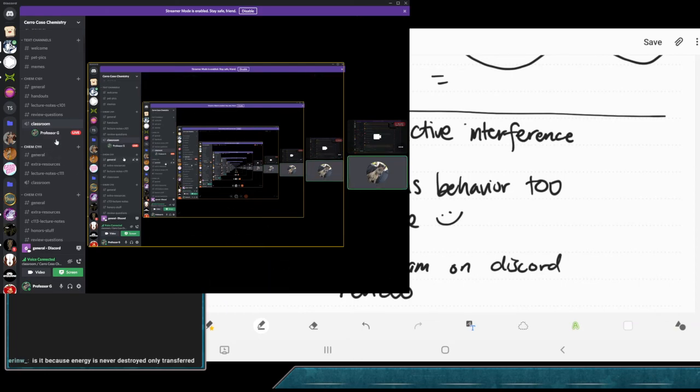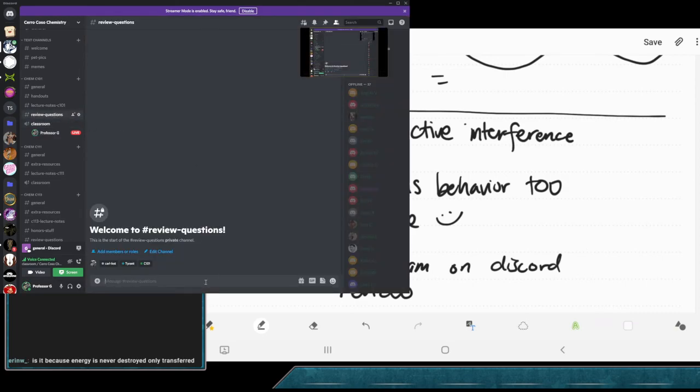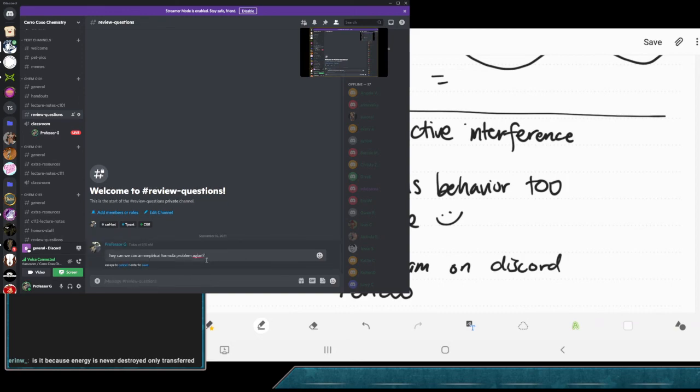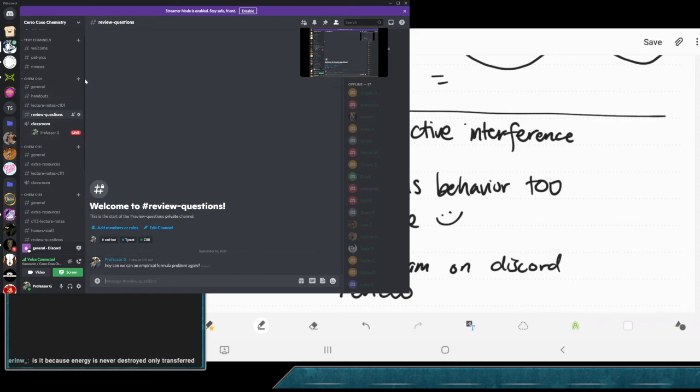So tomorrow, 9 o'clock. If you guys want to do this, put some questions here, put screenshots, or say, hey, can we do an empirical formula problem again? And I can spell "again" properly, I swear. Or you can just post a screenshot of a question from one of the worksheets, like, I really didn't get this one, or hey, I'm struggling on this one. Can we go over it?